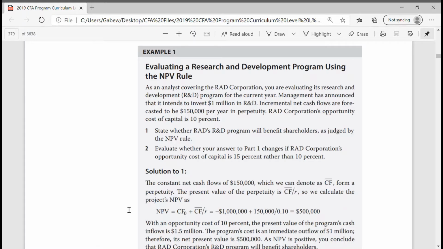State whether RAD's research and development program will benefit shareholders as judged by the NPV rule. And secondly, evaluate whether your answer to part 1 changes if the RAD Corporation's opportunity cost of capital is 15% rather than 10%. So, solution to 1.